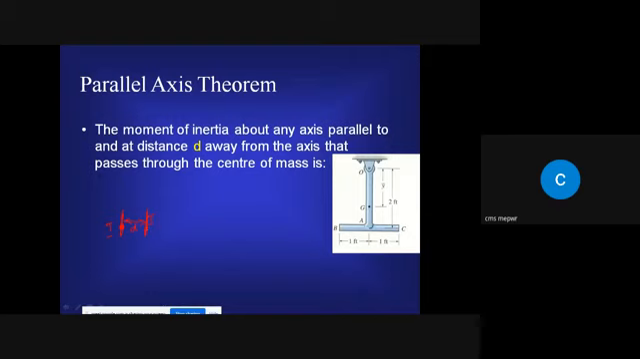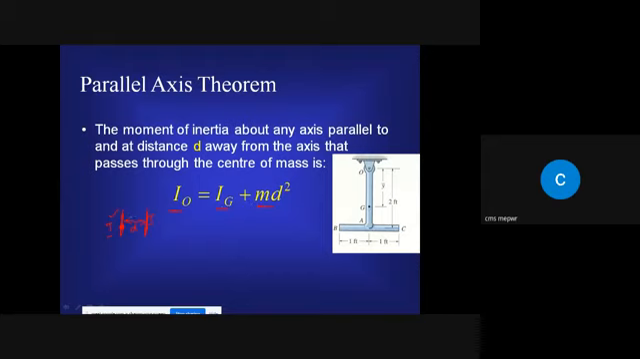So what it says is, the moment of inertia about any axis at a distance d away from the axis that passes through the center of mass is, how will it be found? I naught, at any other axis, is basically equal to I_G, that is the initial moment of inertia, plus m d squared, where d is basically the perpendicular distance.